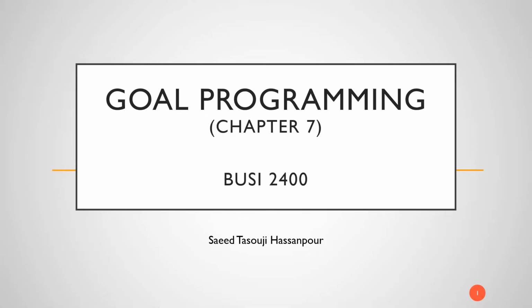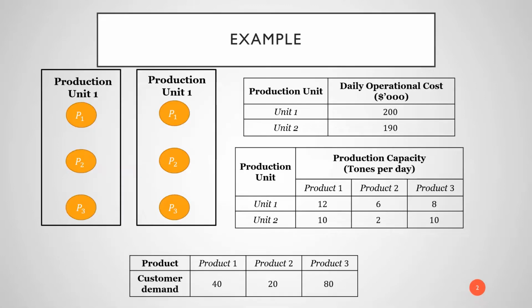In this video, we will talk about goal programming, and I will try to convey the concept through examples step by step. So let's start with a simple example for more clarification. Imagine there is a company with two branches or production units, production lines, providing three types of products for the customers. You can see the related information in the table.